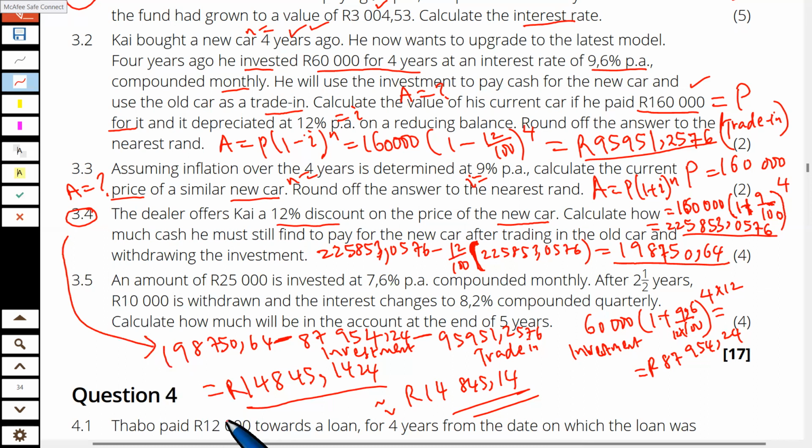An amount of 25,000 is invested. Because it's invested, use the formula with the plus. This is the rate of 7.6% compounded monthly. So you're going to use the formula where you divide I by M, but you also multiply by 100 in the denominator. After 2.5 years, this one is withdrawn and the interest changes to this one, compounded quarterly. How much will there be in the account at the end of 5 years? So that kind of thing. Try 3.5 and then we're going to do it together, please.